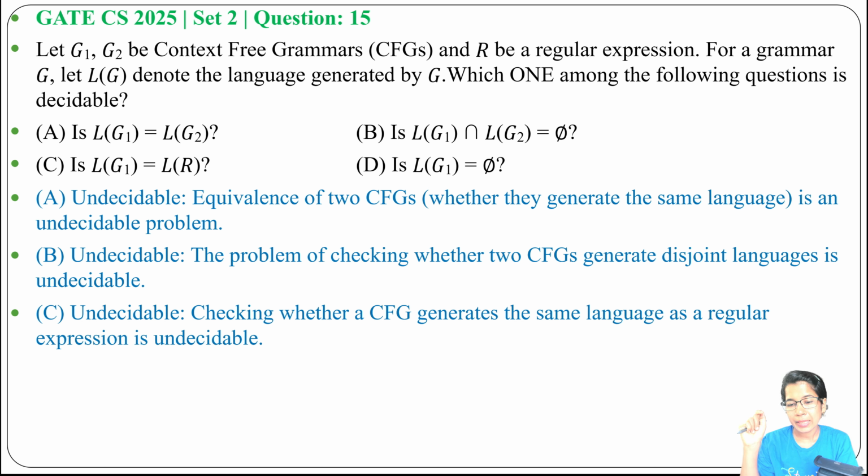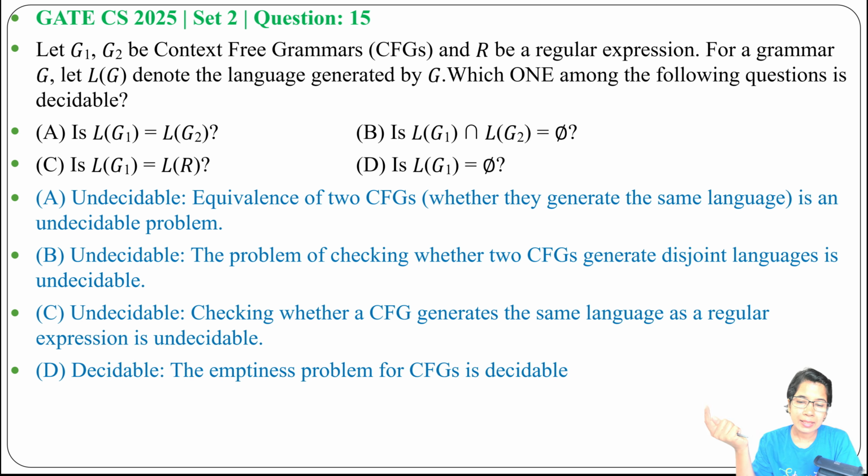Next, option D is L(G1) equals empty set. Whether the language is empty is decidable. We can easily check whether it is generating any string or not. If it is not generating any string, it means it is empty. The emptiness problem of context-free languages is decidable. We can easily decide whether a grammar generates the empty language or generates some string. So here the answer will be option D.